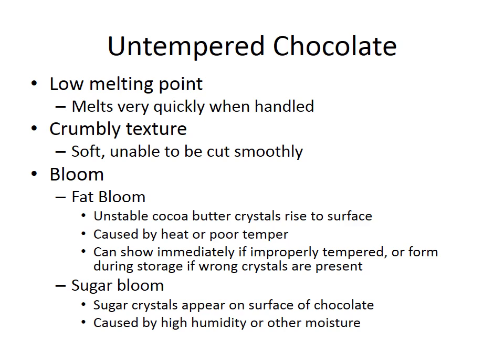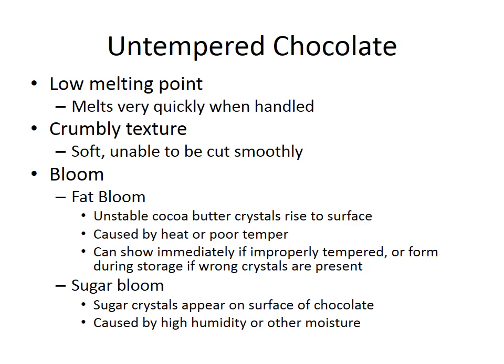Now fat bloom occurs when the chocolate has been overheated or not tempered properly to begin with. So fat bloom looks like streaks of white, almost like white mold, streaking across the surface of the chocolate. And what happens is the cocoa butter crystals are unstable and they rise up to the surface of that chocolate as it's setting. So heat or poor temper will cause that, and it can show immediately or it can form as that chocolate sets and is being stored. Usually by the second day, it's very, very obvious if that fat bloom is happening.